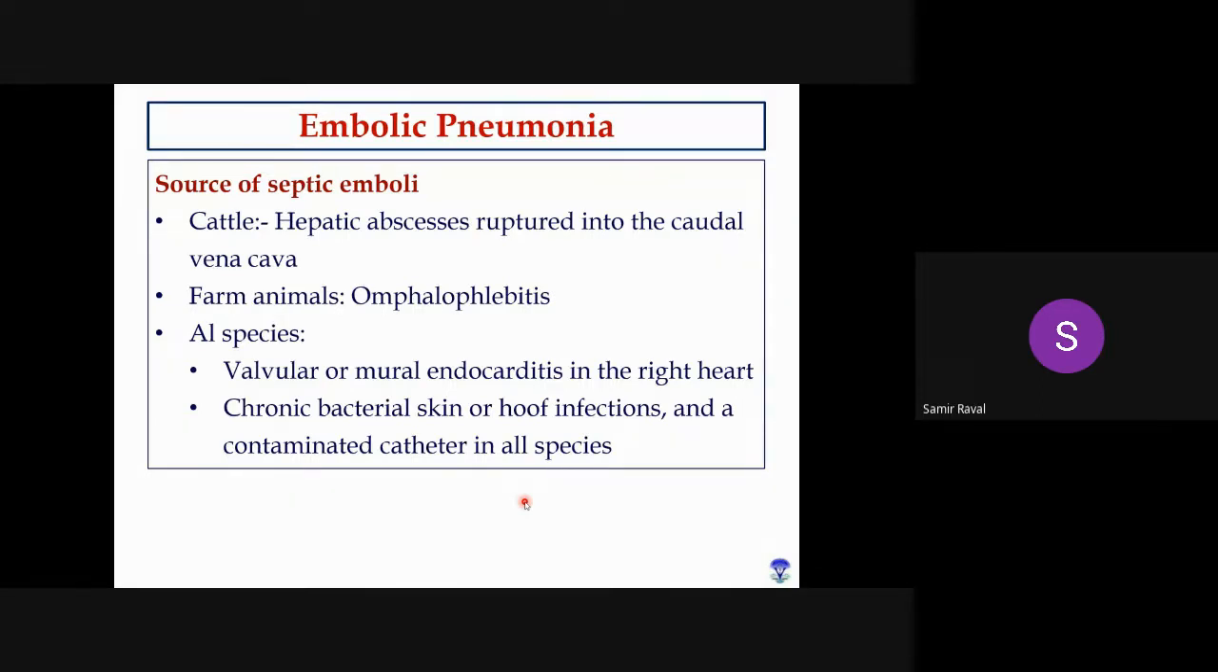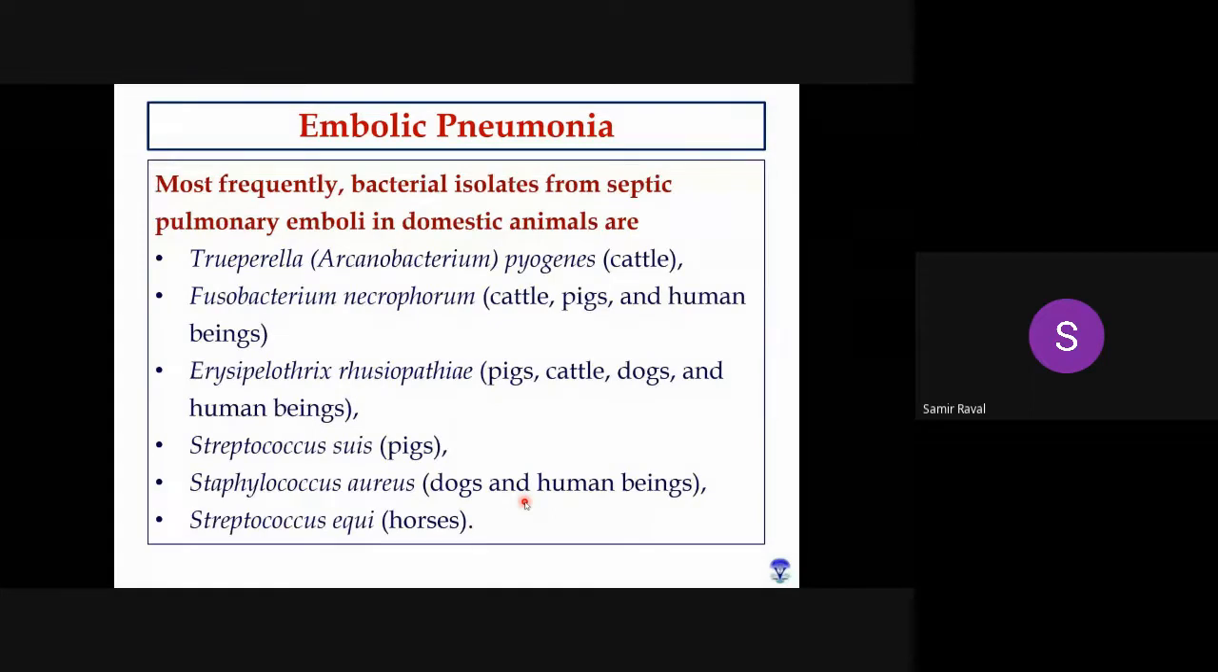The most common bacteria which are associated with embolic pneumonia are Trueperella pyogenes, particularly in case of cattle, Fusobacterium necrophorum in cattle, pig, and human beings, Erysipelothrix rhusiopathiae, which is most commonly seen in pig as well as in cattle, dogs, and human beings. Streptococcus suis is most commonly seen in pig, Staphylococcus aureus in dog, and Streptococcus equi in horses. Okay, so these are the most common bacteria which are associated with embolic pneumonia.